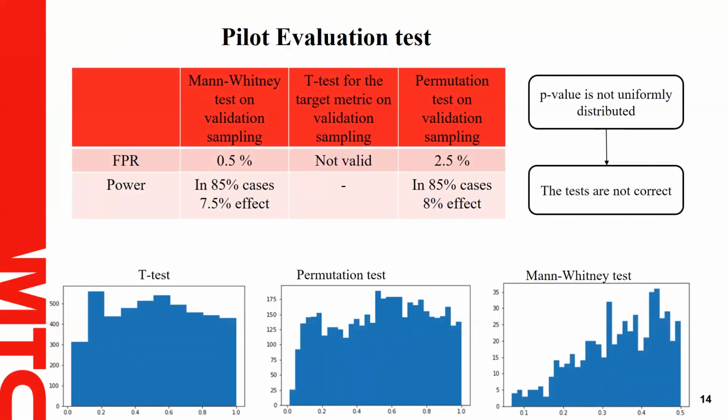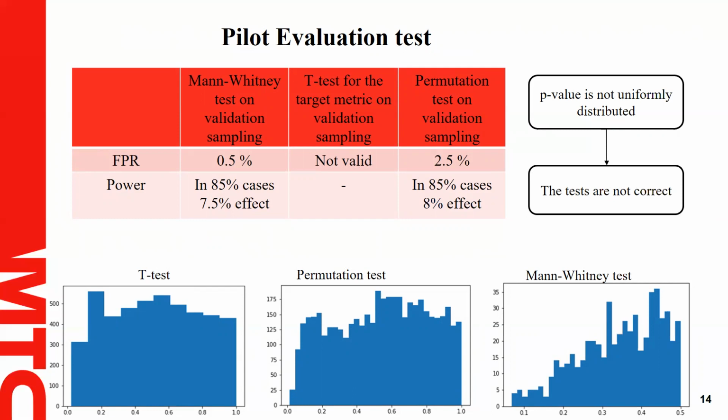How will we rate our pilot? With which criteria will we evaluate it on a time validation sample? We can evaluate it, for example, by the Mann-Whitney criterion and the permutation criterion. We cannot use the t-test.